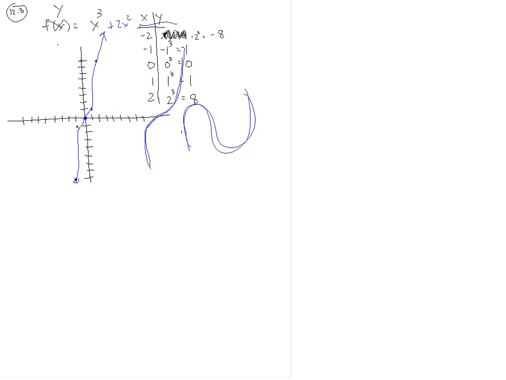But the rule here is, if you want to know how many times a graph changes direction, meaning it's going up and then it goes down, or it's going down and then it goes up, how many different ways does it change direction? You take the highest exponent in the equation and subtract 1. So in this case, 3 minus 1 is 2. It's going to change direction twice.